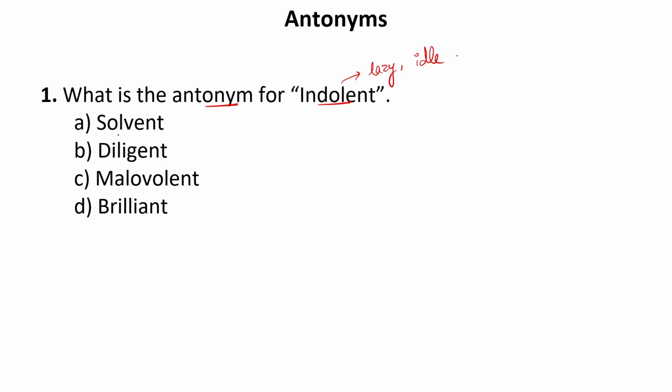Let us see the options. The options are solvent, diligent, malevolent, or brilliant. Brilliant refers to a person who is very intelligent, whereas indolent refers to a person who is very lazy. So it does not match at all, the contrast between the two. Malevolent is a person who harms others. Solvent basically refers to a person who is of sound means. It means he is able to pay the debt.